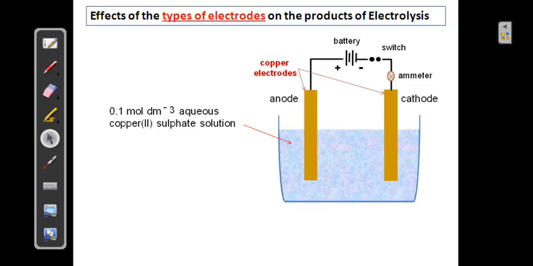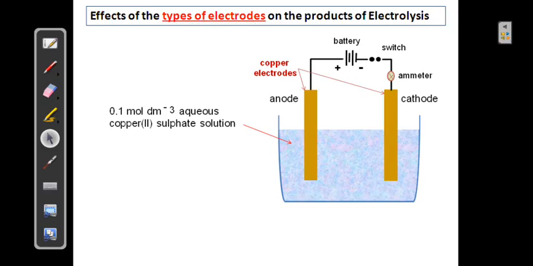in our lesson today, we will concentrate on the effects of the types of electrodes on the products of electrolysis. In this particular example, we are using copper electrodes for both the anode and the cathode. So what will happen to the process of electrolysis when you use an electrode which is not inert? Electrodes which are not inert will involve themselves in the electrolysis itself, unlike carbon. So what happens when you use copper electrodes as the anode and the cathode?